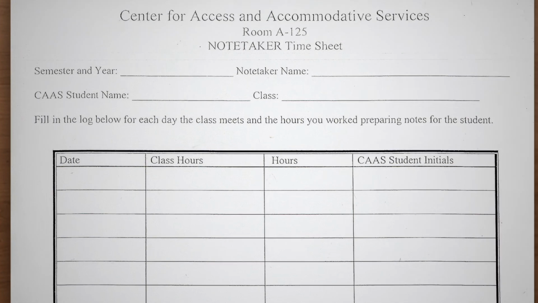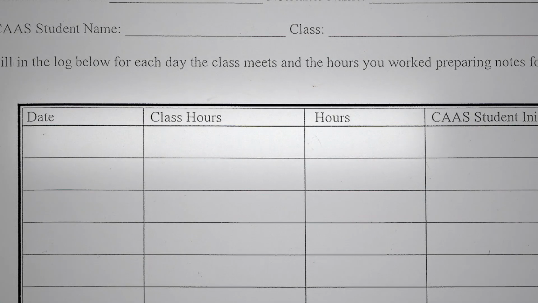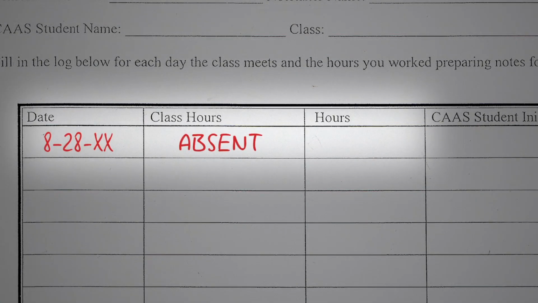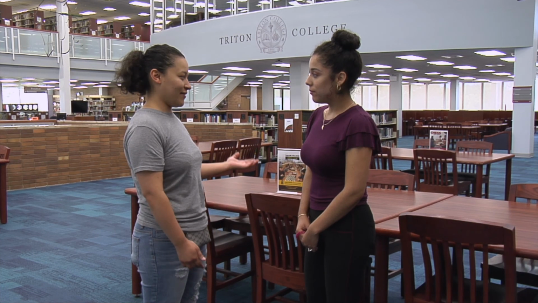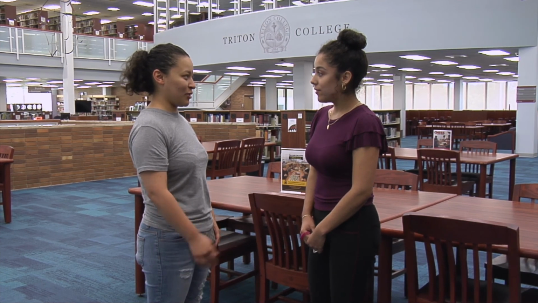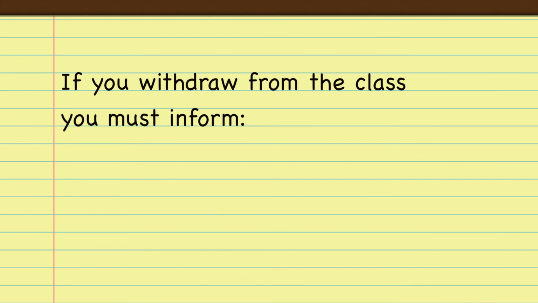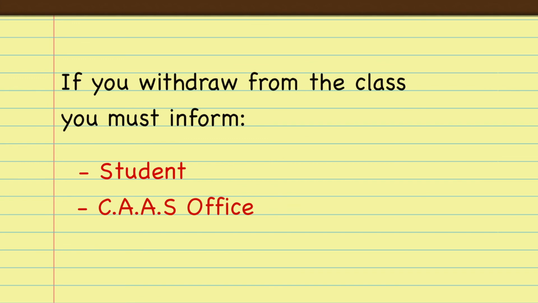If you are absent on a day the class meets, you must enter absent under class hours and a 0 under hours. If you are to be absent from class, it is your responsibility to find a substitute note taker. Be sure to introduce the substitute note taker to the student. If you withdraw from the class, you must inform the student you take notes for and the CAAS office so a replacement note taker can be found.